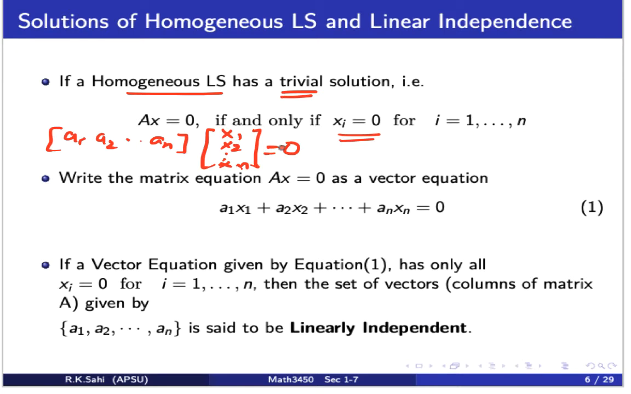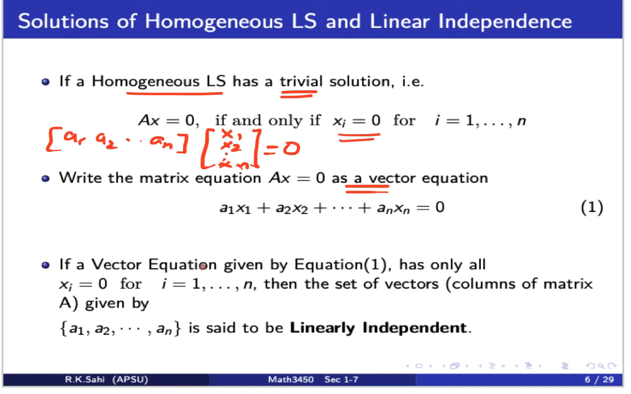Now when we write this matrix equation as a vector equation, that means we can write it as a1 x1 plus a2 x2 plus ... plus an xn equal to 0. Now remember the ai's, a1, a2, an, these are columns of the matrix A. So now we are going to look at this trivial solution of the homogeneous linear system as the only solution, and how we are going to say the same thing but in a different form.